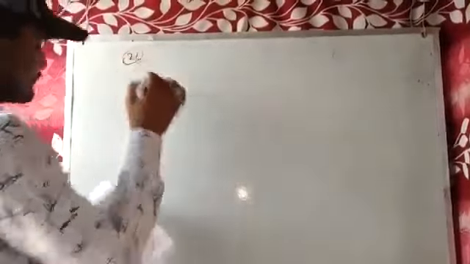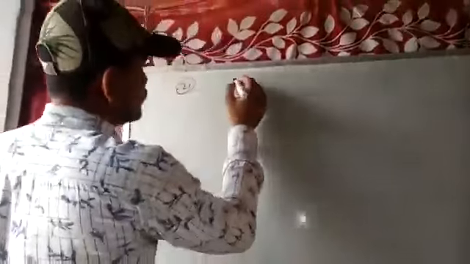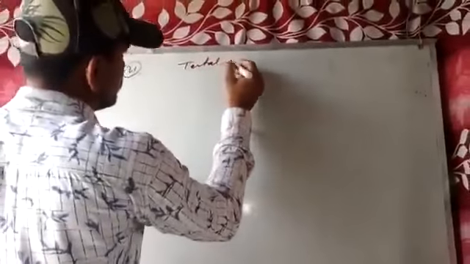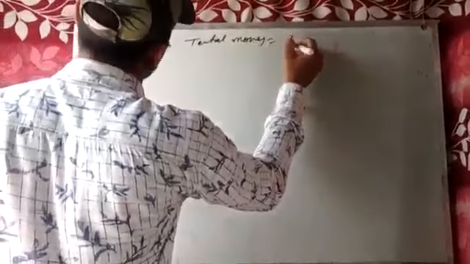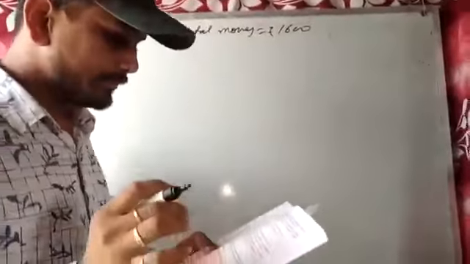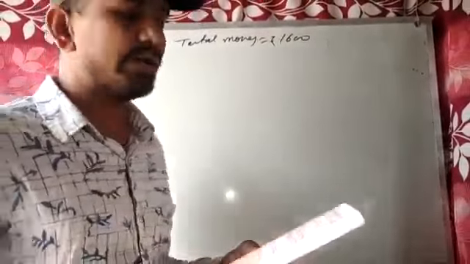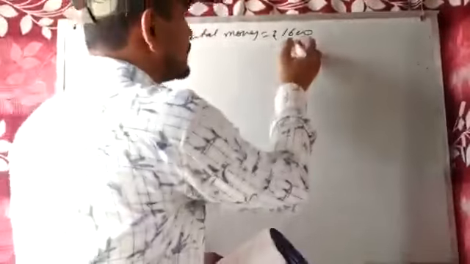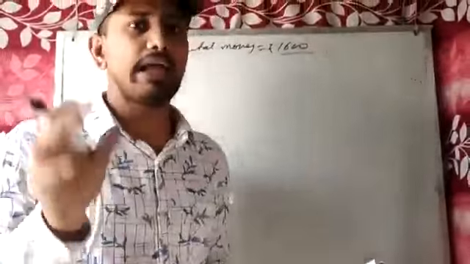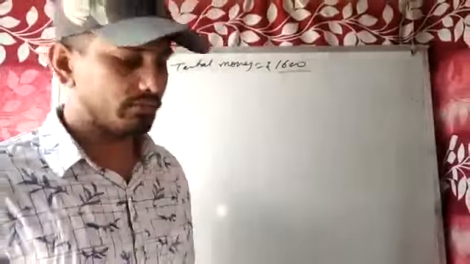See, question number 21. The bag contains rupees 1600. So total money is equal to rupees 1600, in the form of 10 and 20 rupee notes. That means I have only notes of rupees 10 and 20.